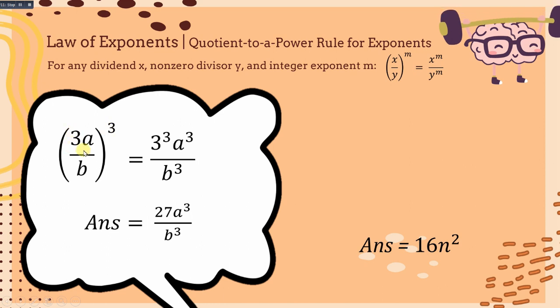So next will be 4n raised to 4 over n cubed.